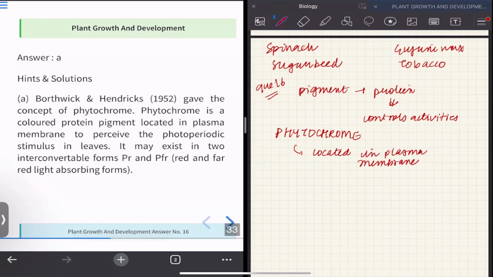Okay, so what is its function? It perceives the photoperiod stimulus. Okay, and where is the photoperiod stimulus received? We studied in the previous question that it is perceived in leaves. So it is present in the leaves and it actually perceives the photoperiod stimulus. Okay, and it exists in two interconvertible forms, which are PR and PFR, which absorb red and far red light.